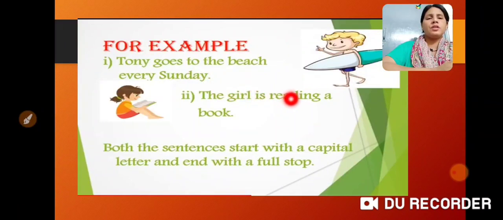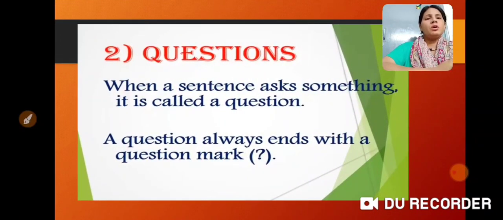The girl is reading a book. Again, this sentence is telling us something about the girl, what she is doing. That's why this sentence ends with a full stop. Both these sentences start with a capital letter and end with a full stop. Then questions, the second type of sentence. When a sentence asks something, it is called a question, and a question always ends with a question mark.